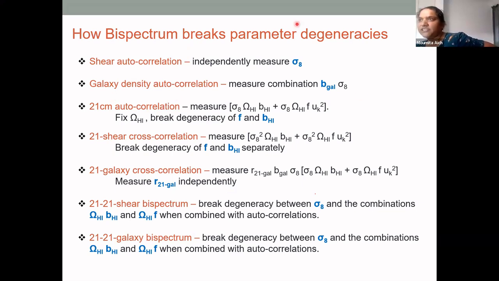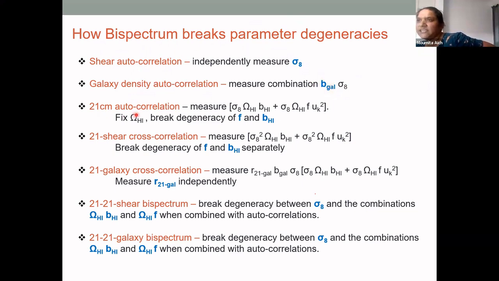So I don't have the equations here, but I'm going to tell you how we do it. We first measure the shear autocorrelation, which can independently measure your sigma 8. Then we measure the galaxy density autocorrelation, which measures the combination of the galaxy bias and sigma 8, but you already have sigma 8 from before, and so you can measure what the galaxy bias is.